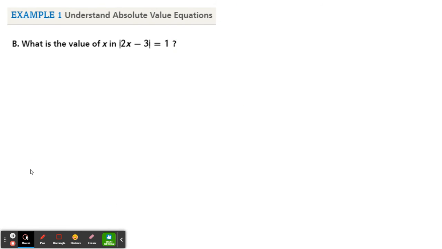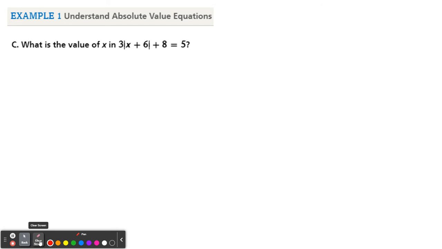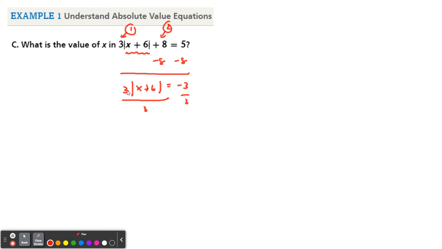Okie doke. Next. What is the value of x in 3 times the absolute value of x plus 6, plus 8 equals 5? Now we need to isolate this. What is happening to the absolute value of x plus 6? It's being multiplied by 3 and it's being added to 8. So we have to get rid of the 8 first by subtracting. So 3 times the absolute value of x plus 6 equals negative 3. Then we need to divide by the 3 to get rid of the 3. Absolute value of x plus 6 equals negative 1.